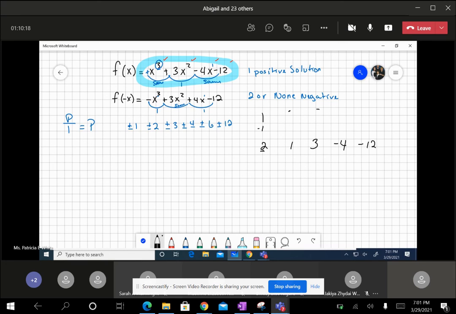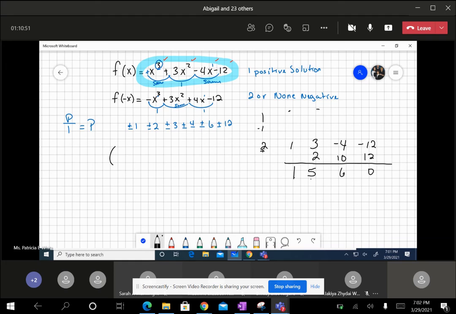I'm going to divide by 2. Remember, you just bring that first one down. Now it's multiplying and adding. 1 times 2 gives me 2. 3 plus 2 gives me 5. 5 times 2 gives me 10. -4 plus 10 gives me a 6. 6 times 2 gives me 12, and negative 12 plus 12 gives me a 0.